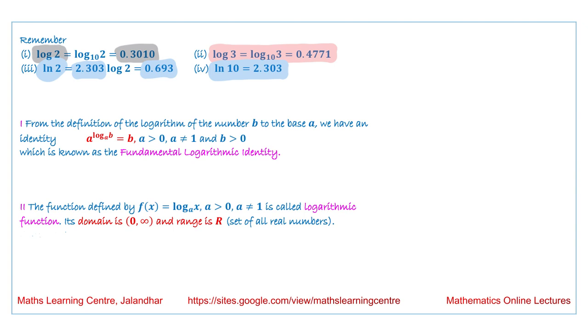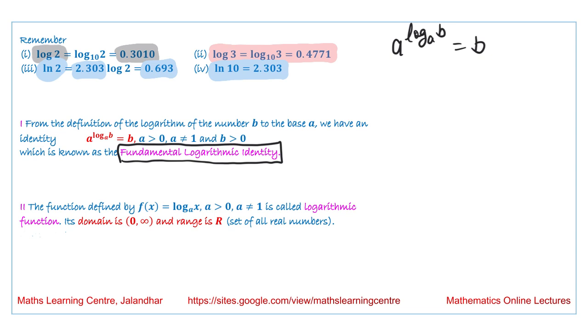Now next we are going to discuss the properties of the logarithm. The first property is called the fundamental logarithmic identity. If a number is given to us, we are talking about the equation a raised to the power log a b, that is equal to b.